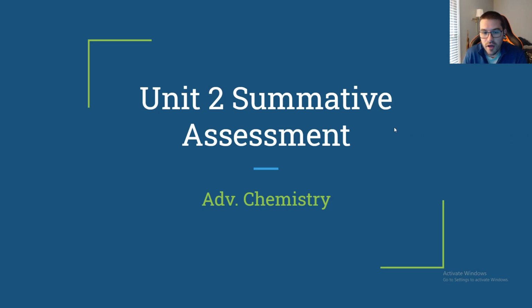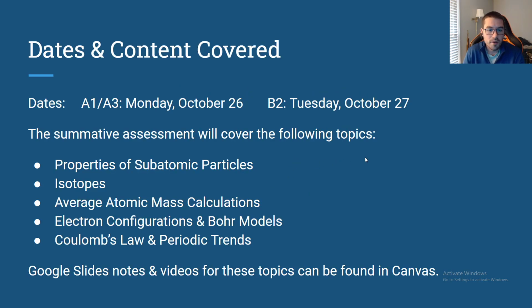So, for today, in this video, I'm just going to go over what you're going to see on the summative assessment. I'm going to talk about the study guide a little bit and talk about all the resources that you have available to you. Okay, so here are the dates for the assessment. Depending on which class you're in, it'll be Monday or Tuesday, and it's going to be over these 5 different topics: properties of subatomic particles, isotopes, average atomic mass calculations, electron configurations and Bohr models, and Coulomb's law and periodic trends. Okay. And as I'm sure you're aware, all the notes and videos for these topics can be found in Canvas.